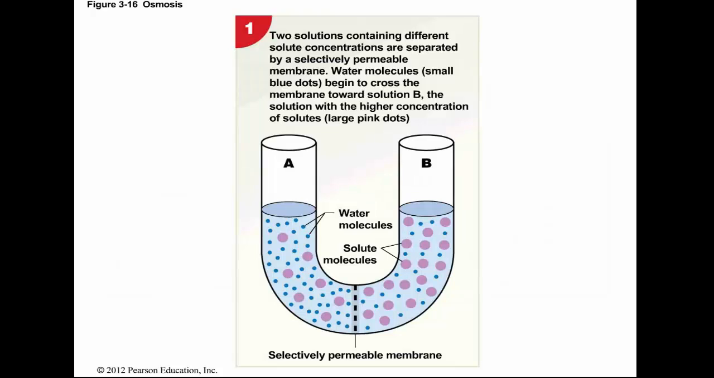So here it is again. Two solutions containing different solute concentrations are separated by a selectively permeable membrane. The water molecules, the small blue dots, begin to cross the membrane towards the solution with the higher concentration, which is the pink dots. So if you counted the pink dots on the A side, you would see that there would be more on the B side. And the water will move from the A side to the B side across the selectively permeable membrane.